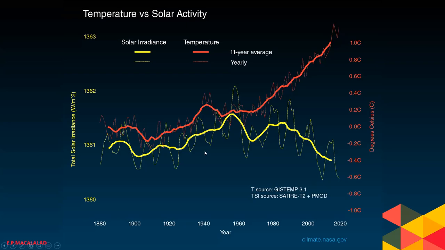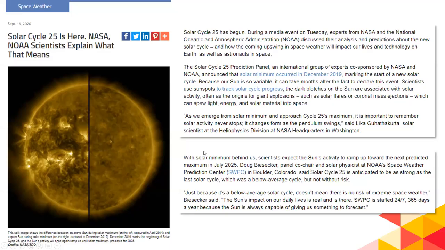As I mentioned a while ago, there was news last month wherein NASA and NOAA, by the way, NOAA is the National Oceanic and Atmospheric Administration, equivalent to PAGASA in the Philippines, the Solar Cycle 25 panel officially announced the commencement of the new solar cycle. And it started in December 2019. So this marks the new solar cycle.